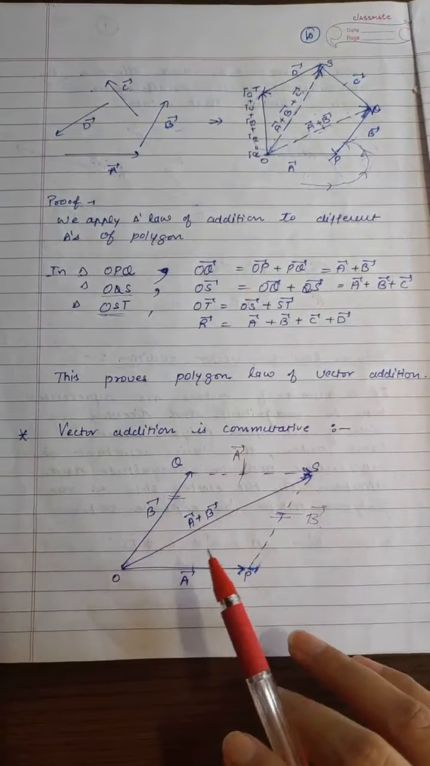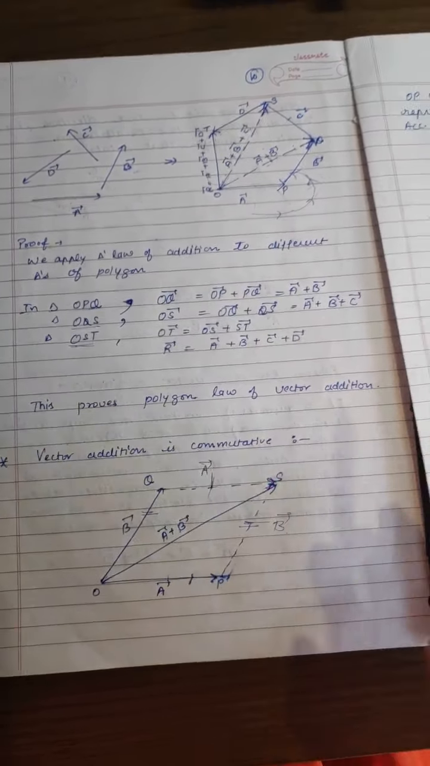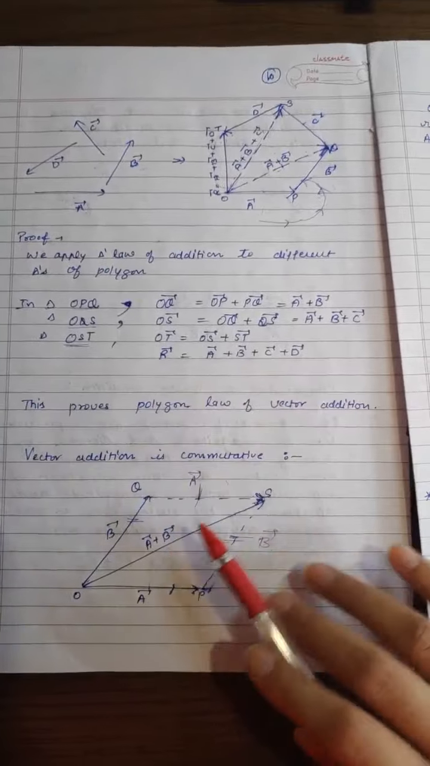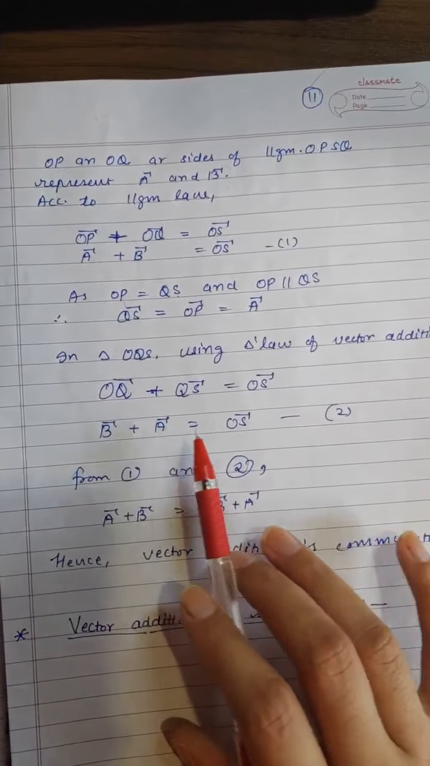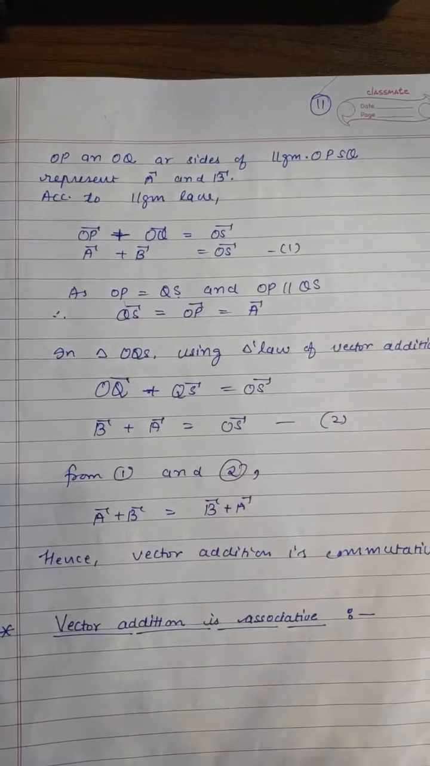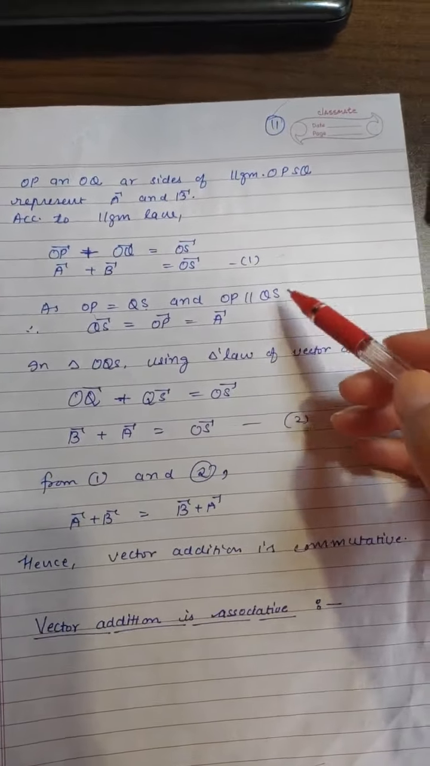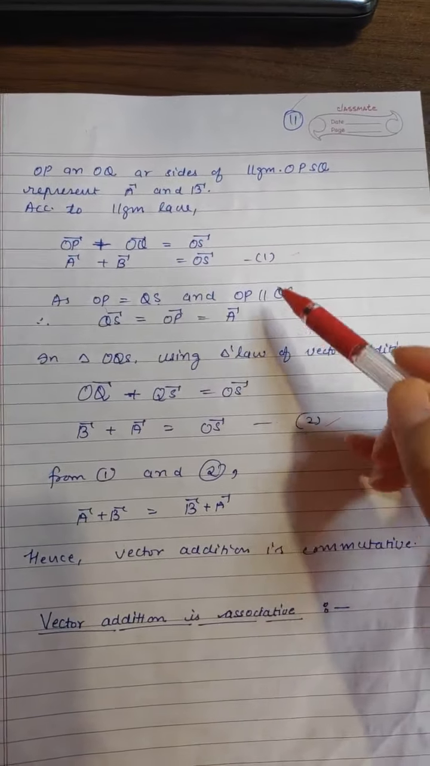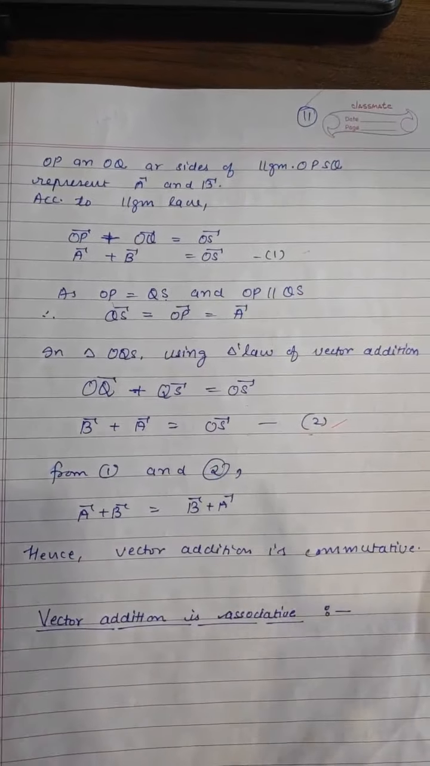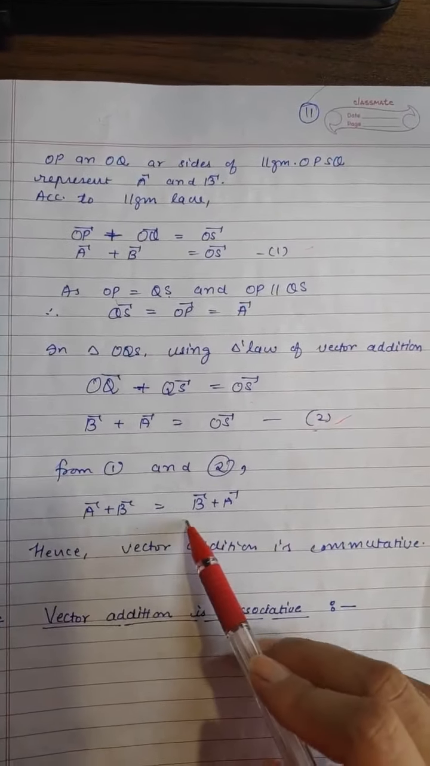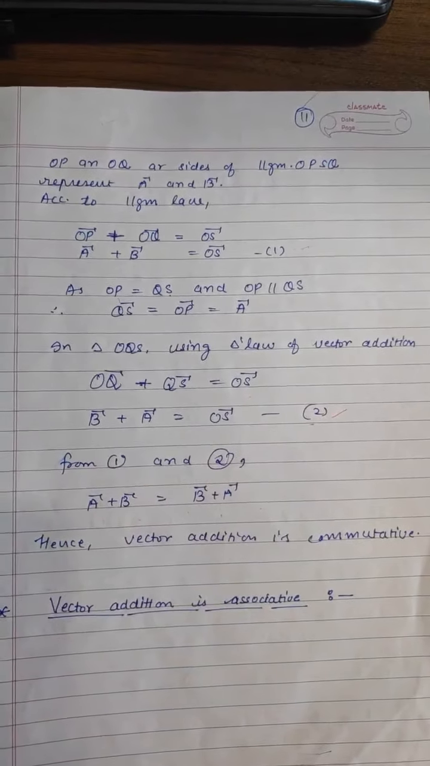So now what is OQ? That is b vector. What is QS? That is a vector. So we get b vector plus a vector is equal to OS vector. Give it number 2. Now this is number 1, this is number 2. From 1 and 2, we conclude that we have the same value OS and OS. Now comparing 1 and 2, we get a plus b is equal to b plus a. Hence vector addition is commutative in nature.